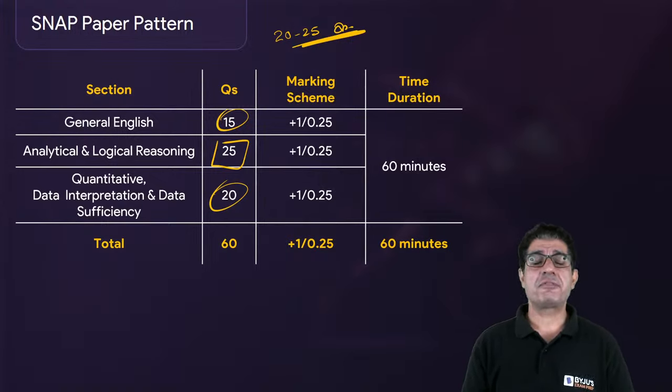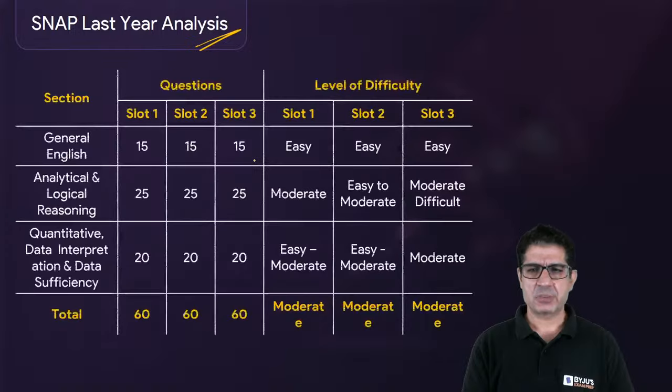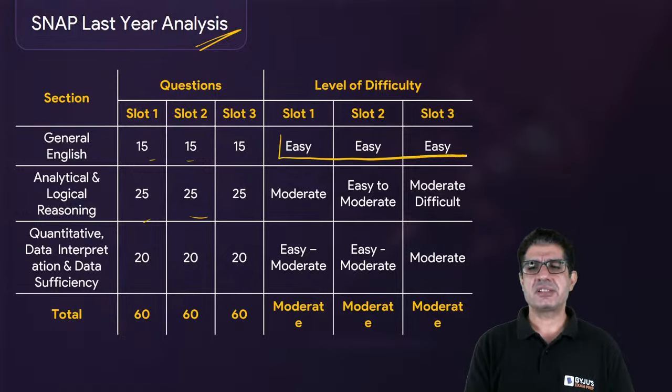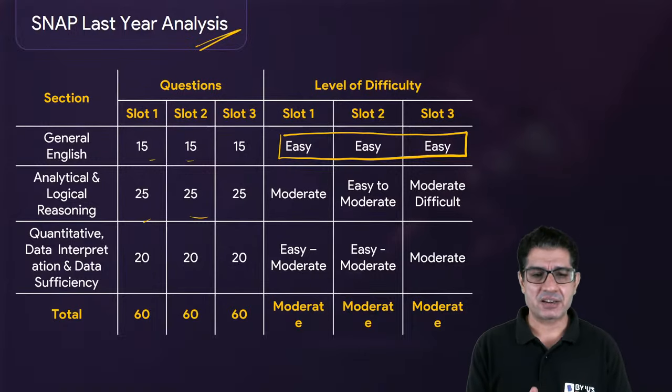And here is a further analysis of the exam that we had last year. Here is the breakdown. Exact same composition across all the 3 slots, more or less similar difficulty level as well. But as you can see, when it comes to English, the difficulty level consistently was easy. Most of the questions were doable. Even the grammar questions that were asked were more or less very formulaic, very standard grammar that you would typically expect to see in an aptitude exam.